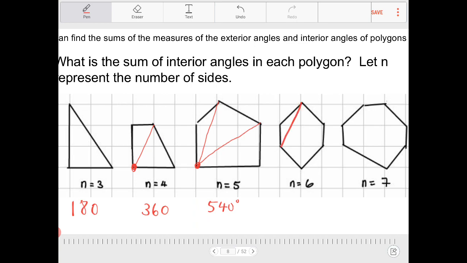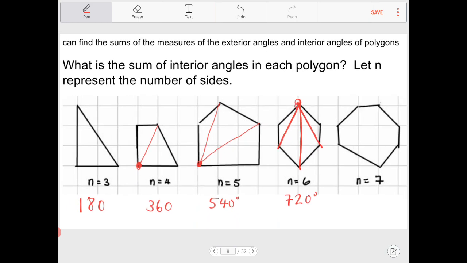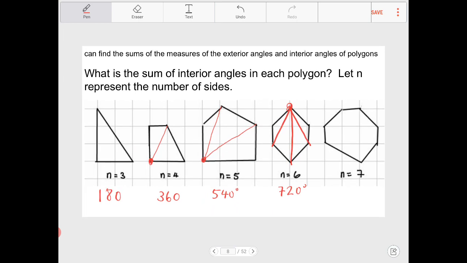Similarly, I can do this: pick one corner and make the connections. I can see now that in a hexagon I have 4 triangles. So because I have 4 triangles, this is going to turn out to be 720 degrees. And then lastly, in a 7-sided figure, I have 5 different triangles, and 5 triangles giving me 900 degrees.